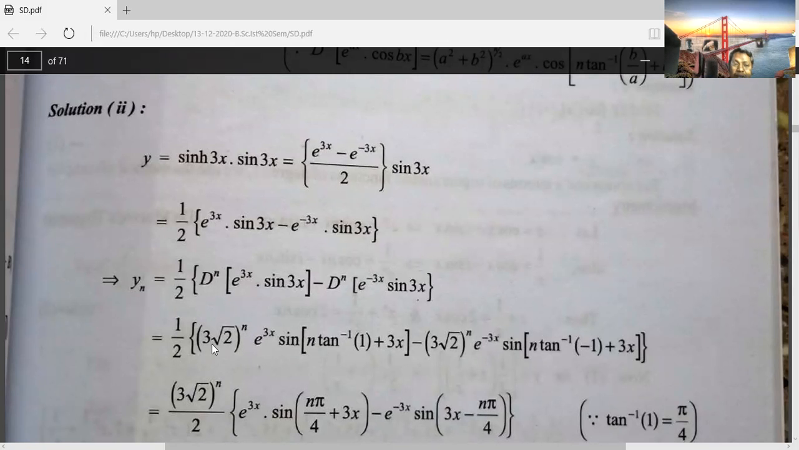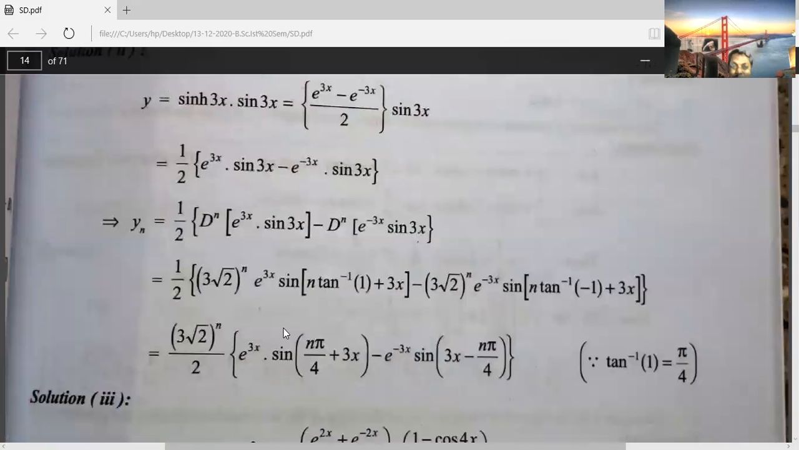That's why you are writing here 3 root 2 to the power n, a square plus b square to the power n by 2. You will get here 18 to the power n by 2, that you can write as 3 root 2 to the power n. Now e to the power ax sin n tan inverse of b by a. What is b here? b is 3, a is 1, 3 by 3 is 1. That's why you are writing n tan inverse of 1, plus the same angle you have to write.